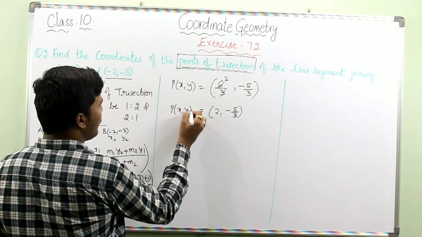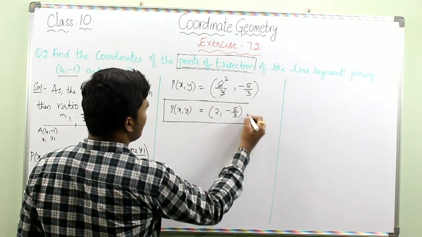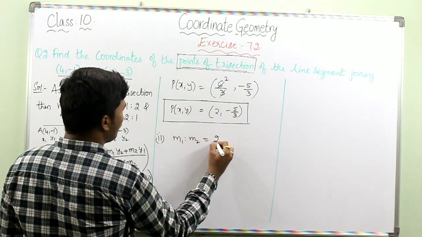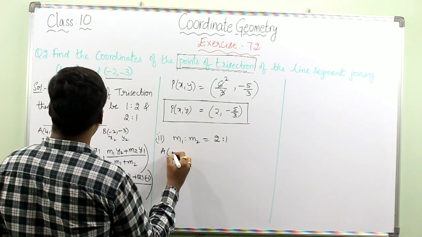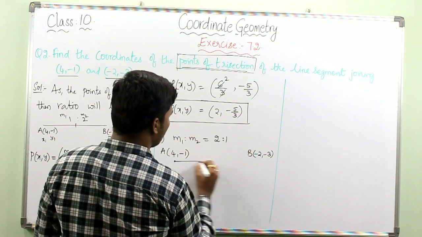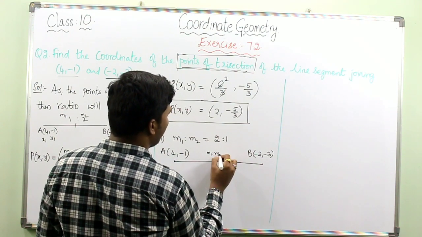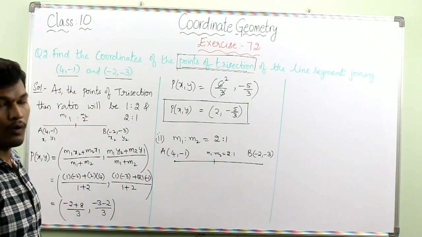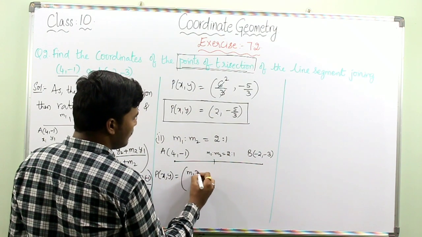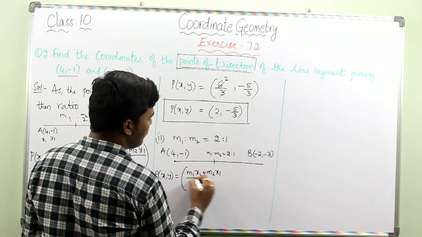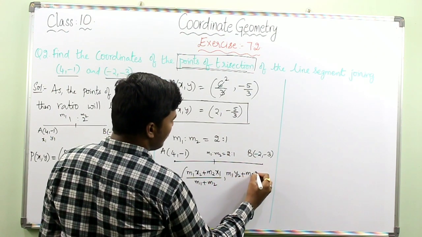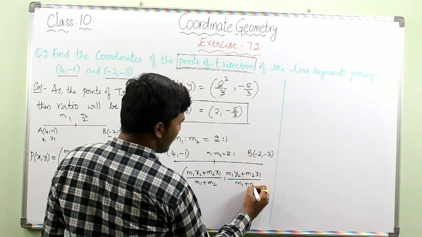So this is the first point when the ratio is 1 is to 2. Now the second case: consider the m1 and m2 ratio as 2 is to 1, and the points are A (4, -1) and B (-2, -3). Let us take this as the ratio and find out one more coordinate. That is again P(x, y) = ((m1 x2 + m2 x1)/(m1 + m2), (m1 y2 + m2 y1)/(m1 + m2)).